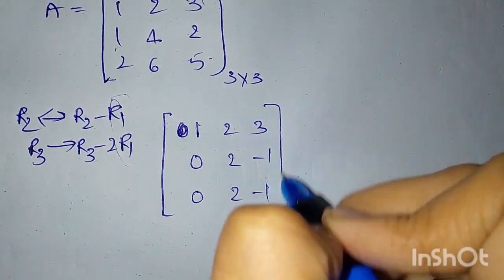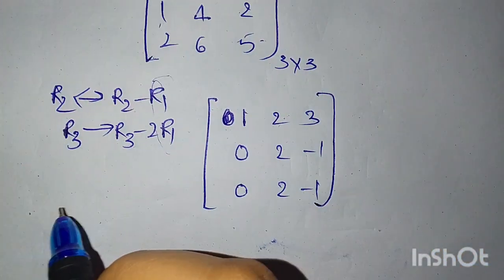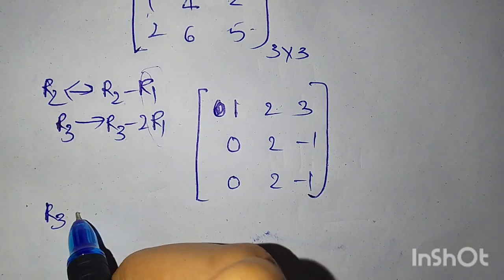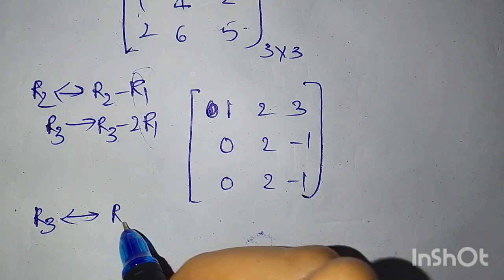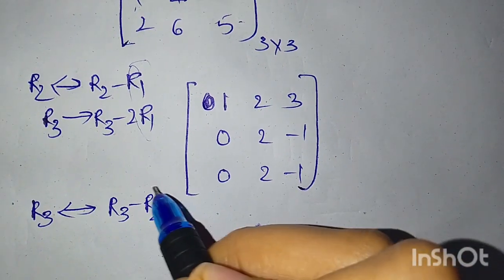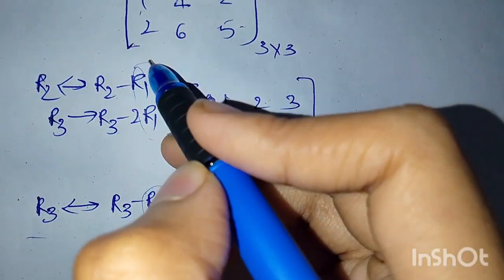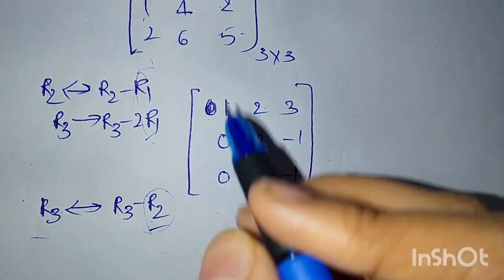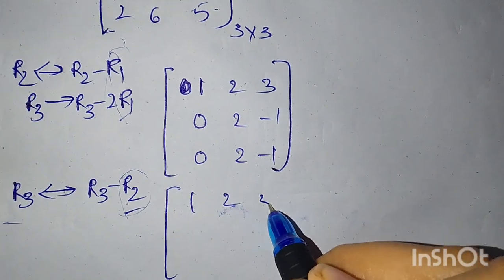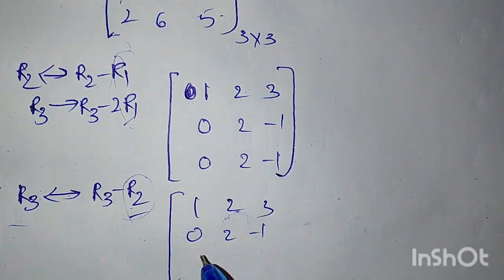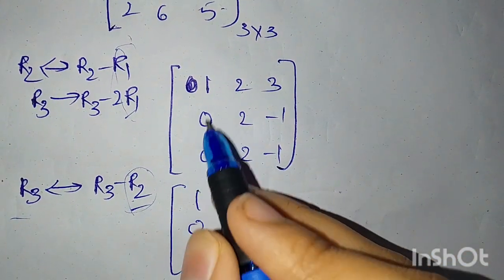So now next, R3 → R3 minus R2. Now I'm doing it for the second time, so whatever I do, this side should be R2 only. The first time, R1 only should be there on this side. So now this becomes 1, 2, 3; 0, 2, minus 1; and 0 minus 0, 0, 0.